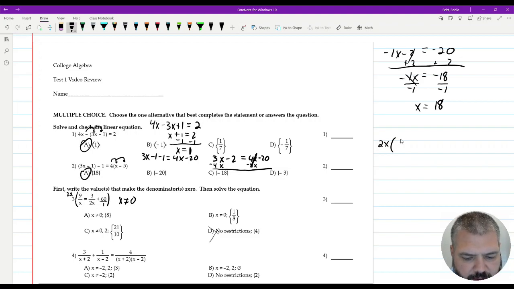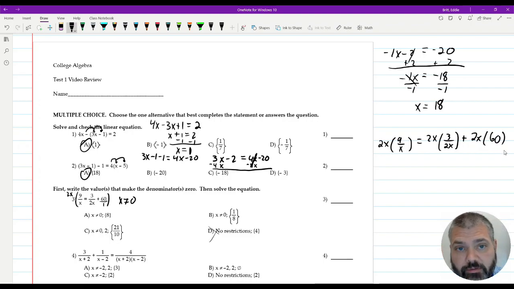That's 2x times 9 over x equals 2x times 3 over 2x plus 2x times 60. This is where all of your denominators should go away. If they don't, you did something wrong. So here you see my x's cancel out. 2 times 9 is 18. And here my 2x's cancel out. That leaves me with a 3. And then plus 2x times 60 is 120x.